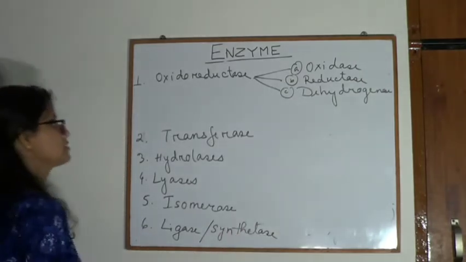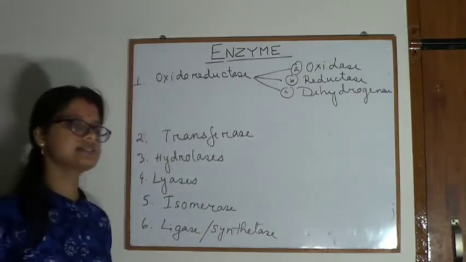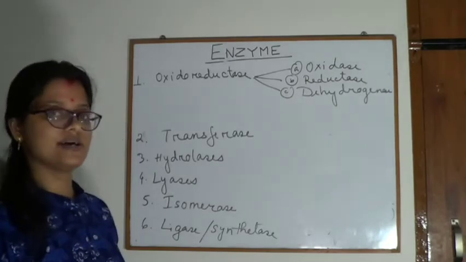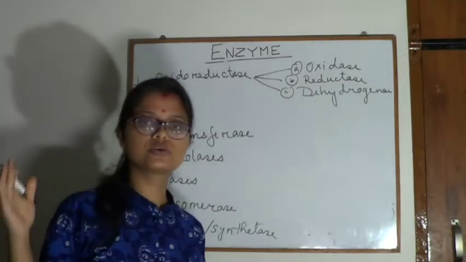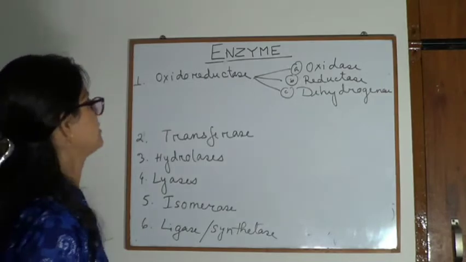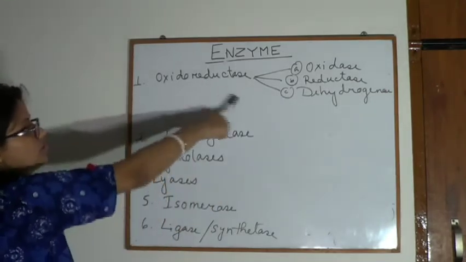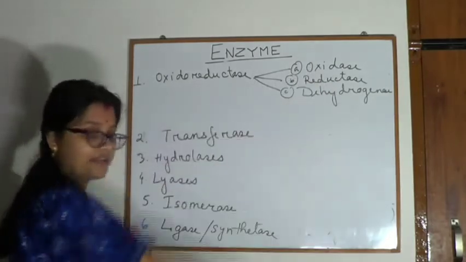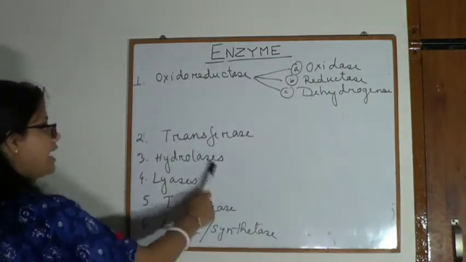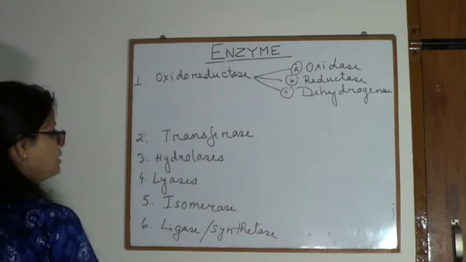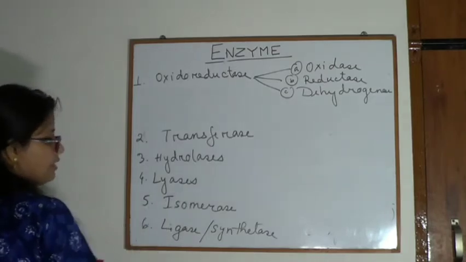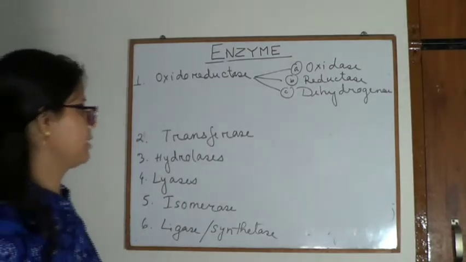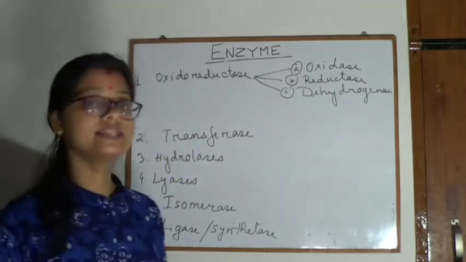Okay. The enzymes have been classified into these 6 groups, and the 6 groups are like this. Oxido Reductase, which is again divided into 3 parts: oxidase, reductase, and dehydrogenase. Then transferase, hydrolysis, lysis, isomerase. Then ligase, or it may be named as synthetase.